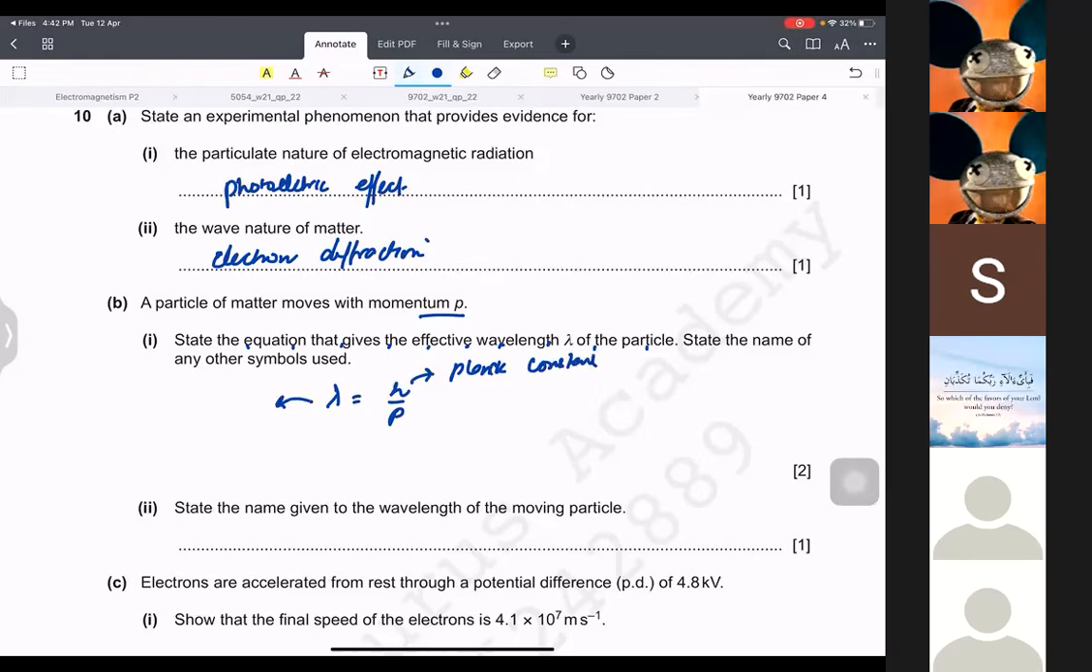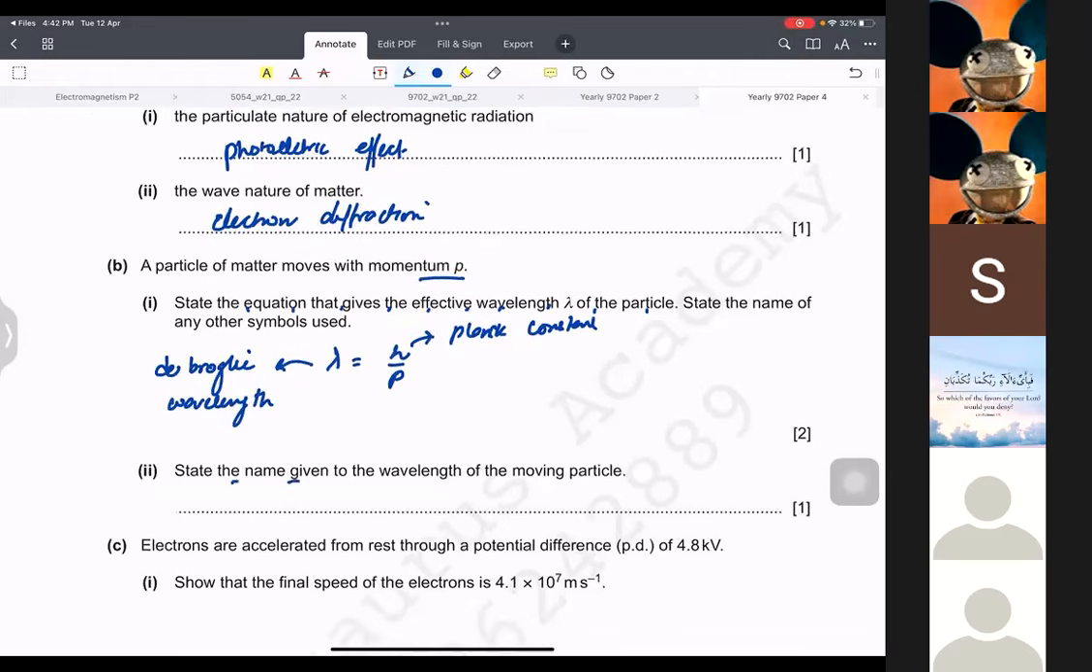Instead of electron diffraction, can I write Young's double slit experiment? No, you cannot, because it is electron diffraction that shows this, right? Name the wave. Okay, we wrote that, let's write it again. Only the particulate nature of wave can be shown through electron diffraction.